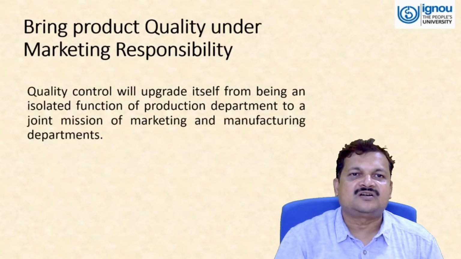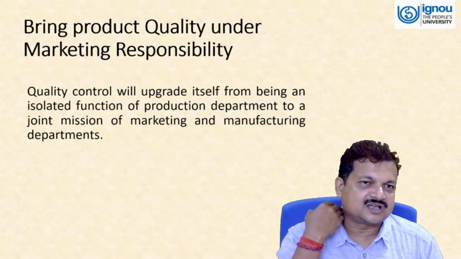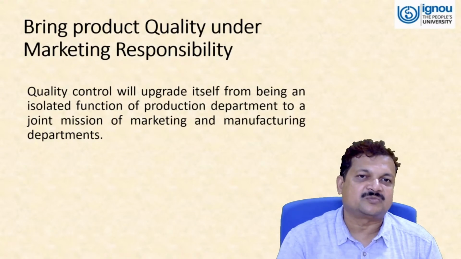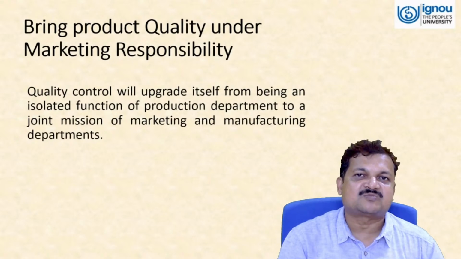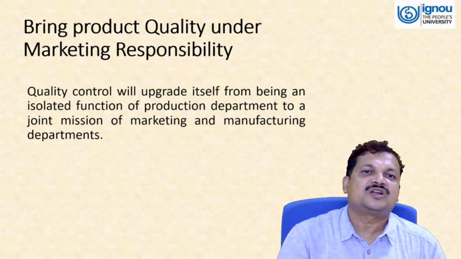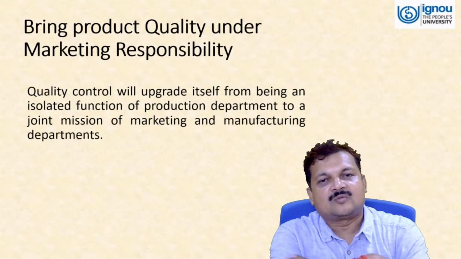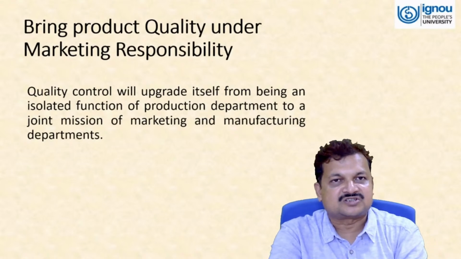Bring product quality under marketing responsibility. So quality control will upgrade itself from being an isolated function of the product department into the joint vision of the marketing and manufacturing departments. So you join together: the marketing department, what response is it giving. The manufacturing department is going to prepare as per the requirement of the marketing. So mostly customizations will take part and upgradations must be there in the product so that customers are going to purchase the product.